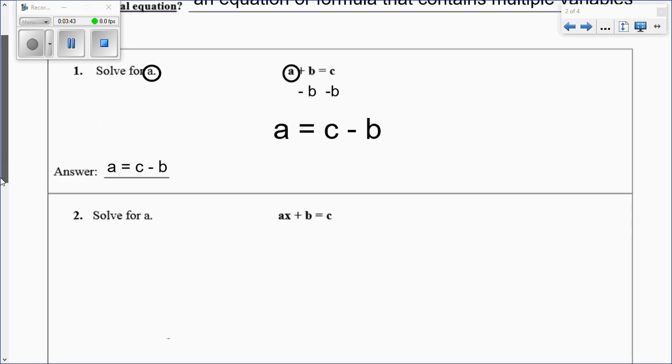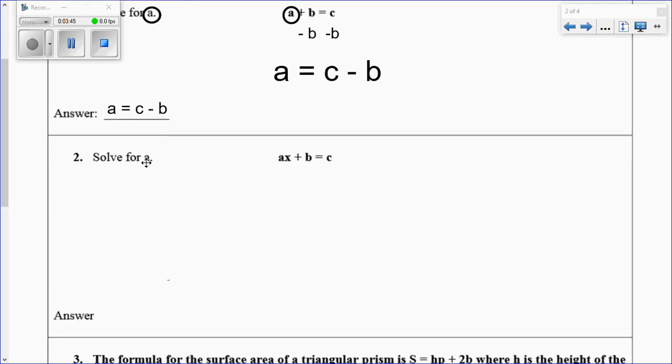All right, same thing for number 2. We got to get A by itself. So we look at A, what's happening to A? It's being multiplied with the X and we're adding B to it. So we have to get rid of this B first, undo that addition. Again, we're not going to be able to add these together, but the B's will cancel out. So we have AX equals C minus B.